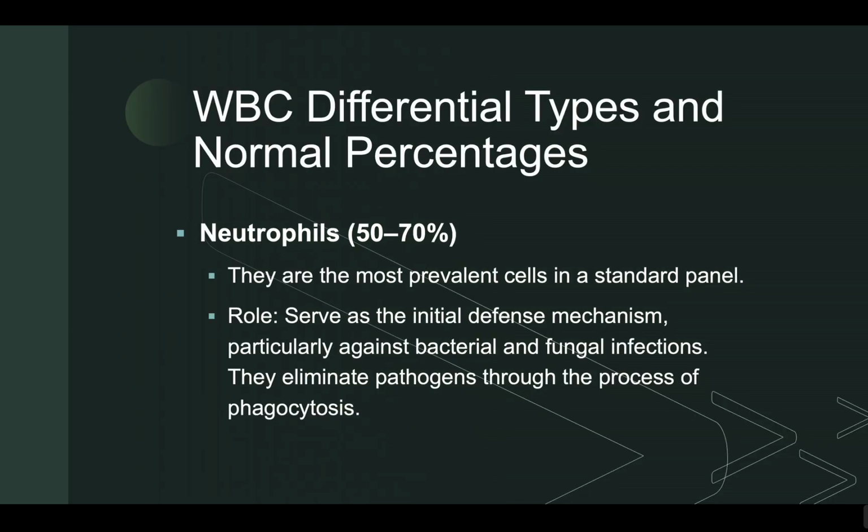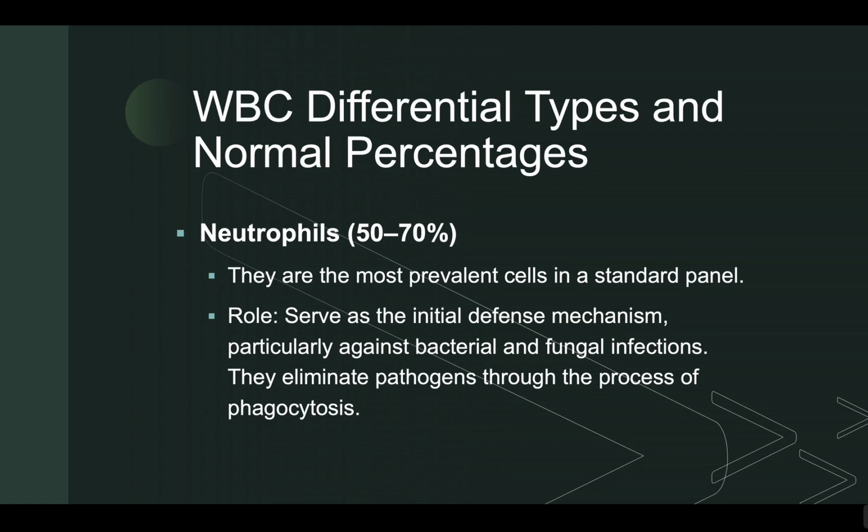I mentioned earlier that there are different types of white blood cells. In fact, there are five types, and these include neutrophils, lymphocytes, monocytes, eosinophils, and basophils. The most prominent one, the one we have in abundance in the blood in comparison to the other white blood cells, is the neutrophil, and in percentage it's usually between 50 to 70% of the white blood cells. This is the most prevalent cell in the standard panel.